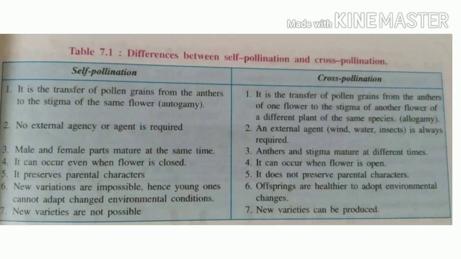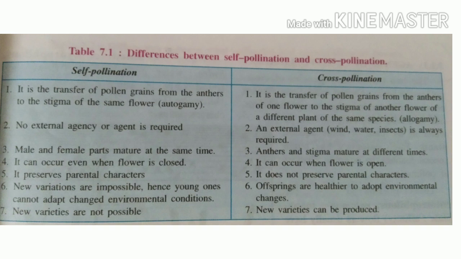Now, let's differentiate between self-pollination and cross-pollination. Self-pollination is the transfer of pollen grains from anther to the stigma of the same flower. Cross-pollination is the transfer of pollen grains from anther of one flower to the stigma of another flower of a different plant of the same species. In self-pollination, no external agency or agent is required, whereas in cross-pollination, an external agent is required for pollination, and the agents may be wind, water, insects, etc.